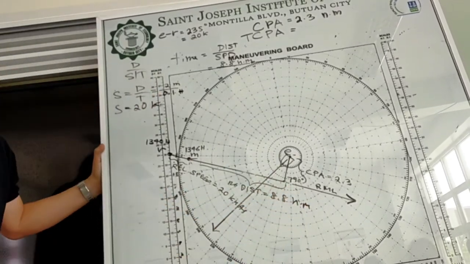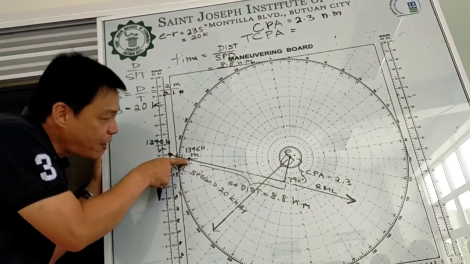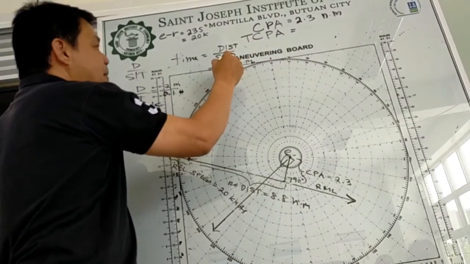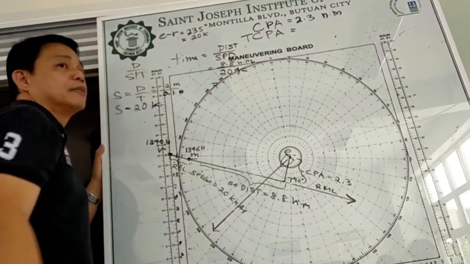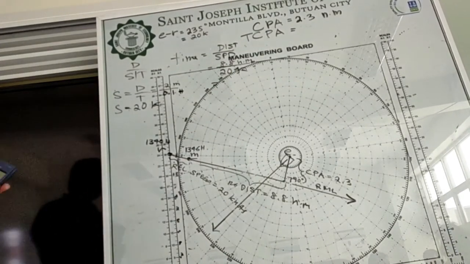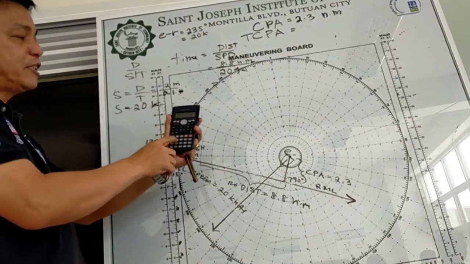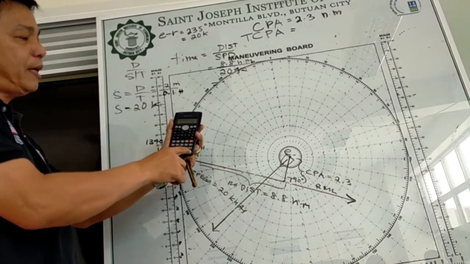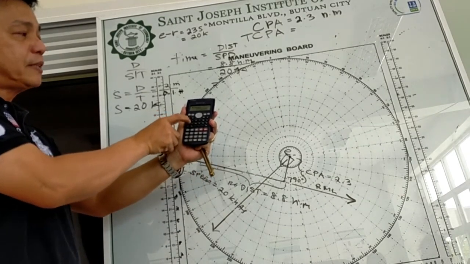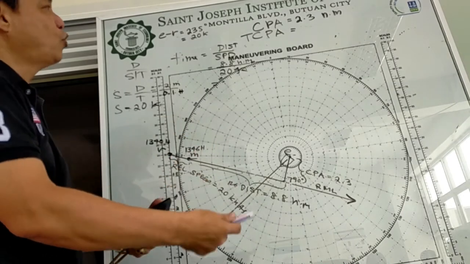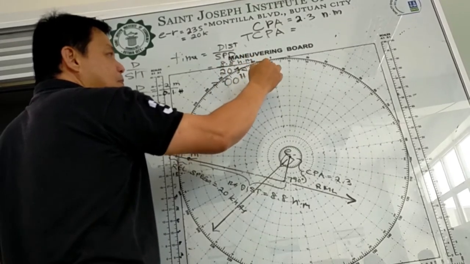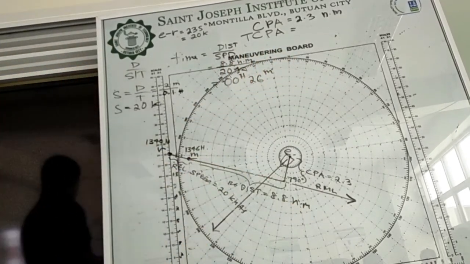So we are now ready to get the steaming time from here to here. How? 8.8 divided by 20 knots. So how much is 8.8 divided by 20 knots? 8.8 divided by 20 equals 0.44 hours. That is just 26 minutes. That is 26 minutes.